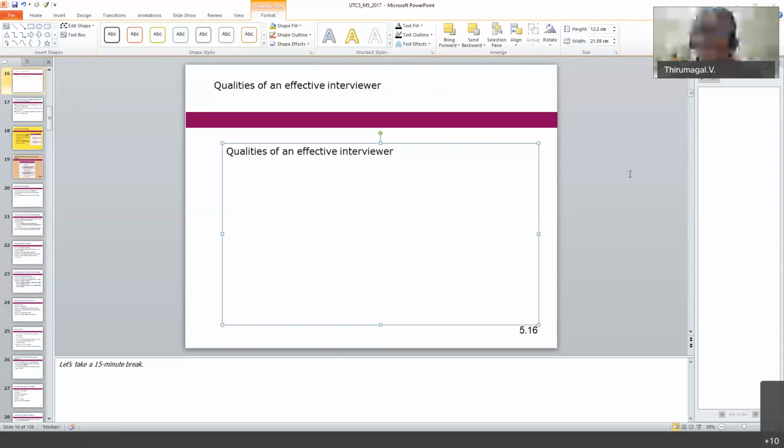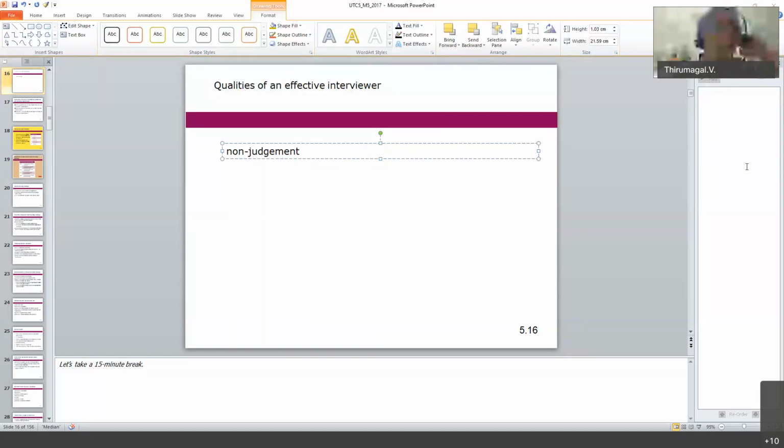What else? Non-judgment is one. Confidentiality is one. What else? What qualities should I have? Okay, let's discuss it from your slide. Okay, you are respecting the client. Very good, Ong. If you show respect, the client will respect you and trust you and give information. Yes, he must see you as a trustworthy person.